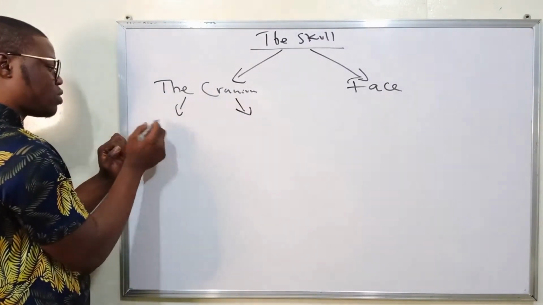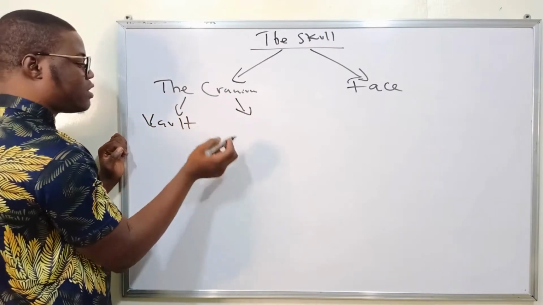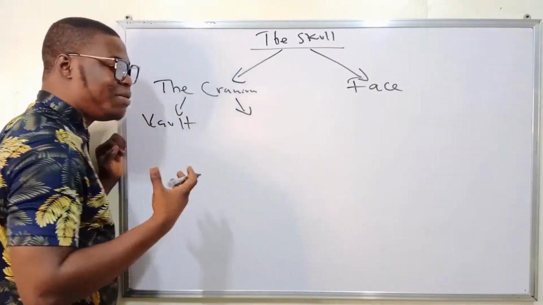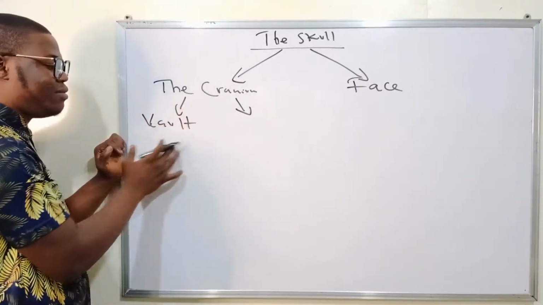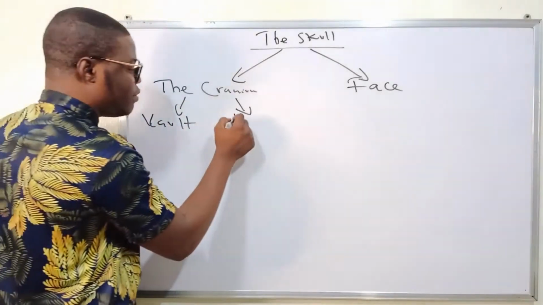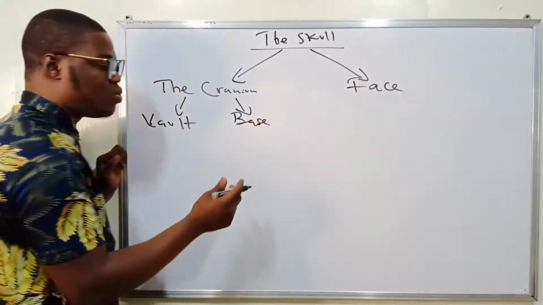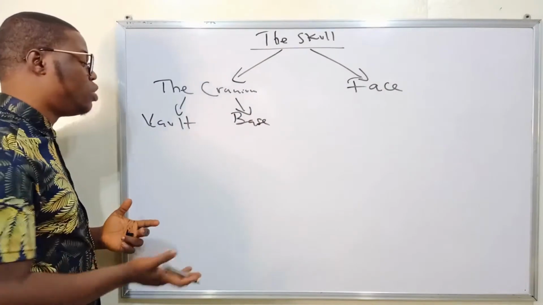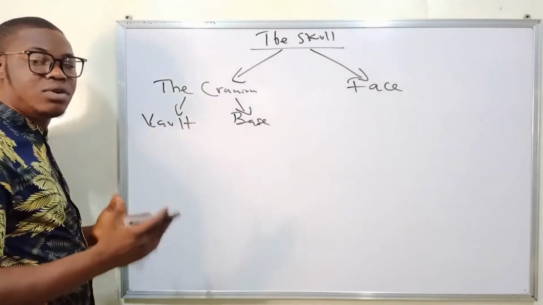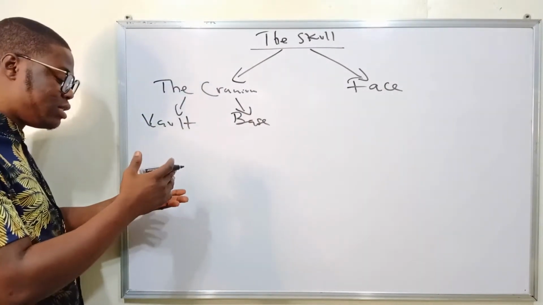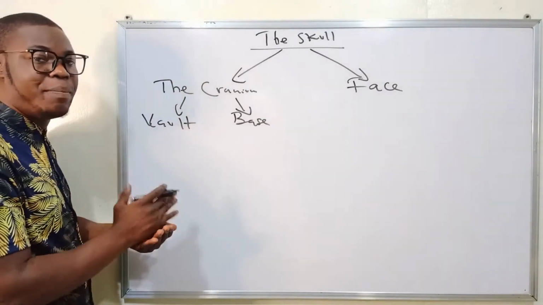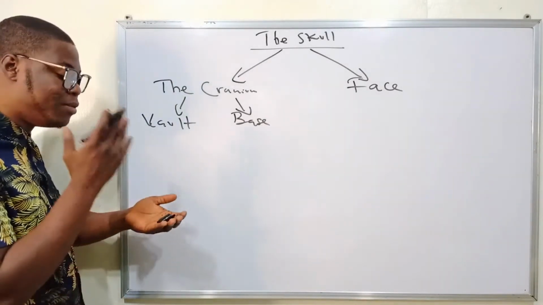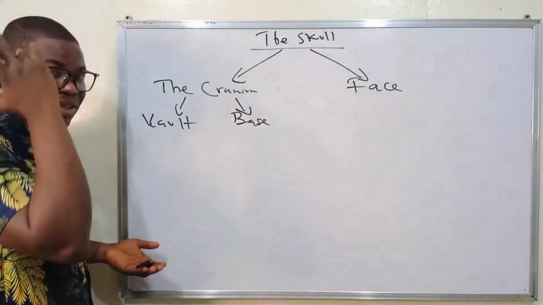The first part is called the vault. I will say the vault means a secret place that is holding something important. What is that important thing? That is the brain. Now we have the base. The base is where the brain rests on, while the vault is that part of the skull that is outside the brain, anteriorly, posteriorly, and superior-laterally.